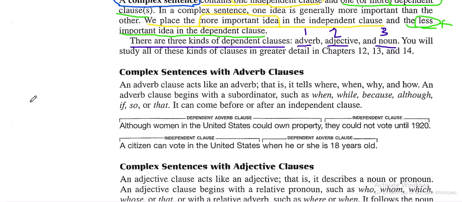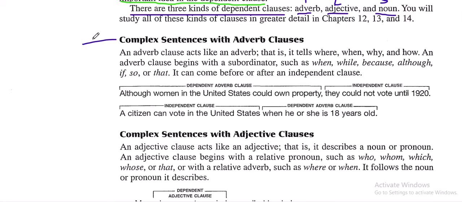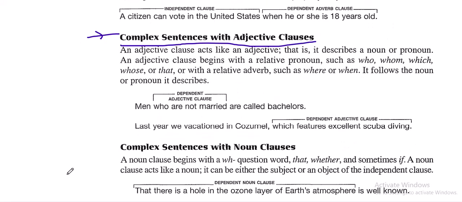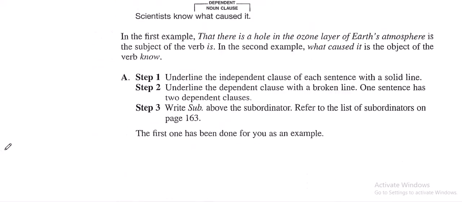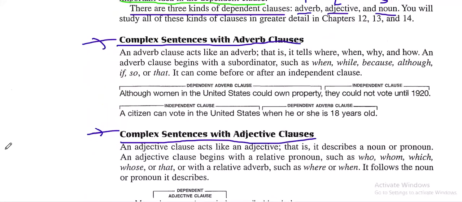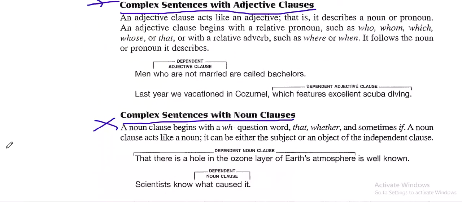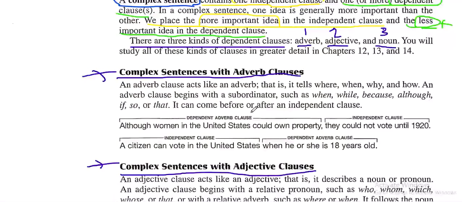Here, as you can see, the first type of complex sentence is a complex sentence with adverb clauses, and the second type is a complex sentence with adjective clauses, and the third type is a complex sentence with noun clauses. Okay, so there are three types of complex sentences. Each type is related to the type of dependent clause which is used to form the complex sentence.